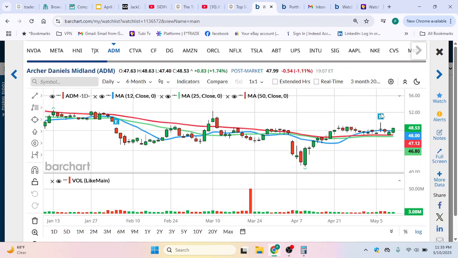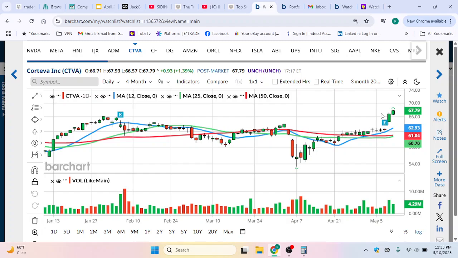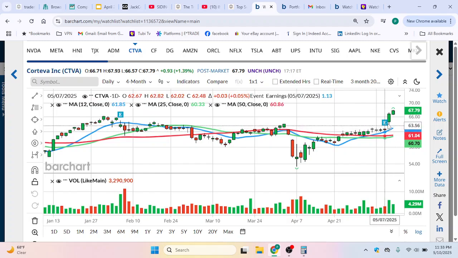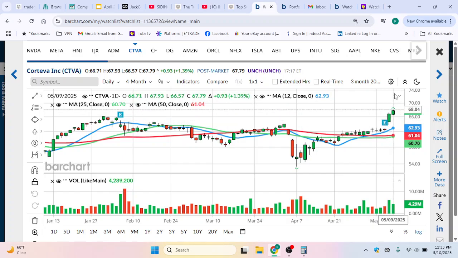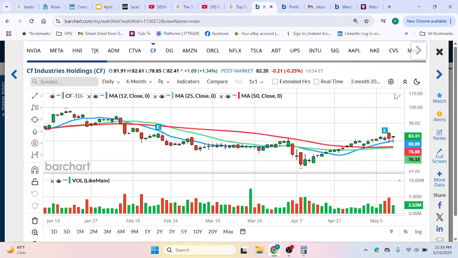ADM is in a long-term downtrend. It looks like it's transitioned into a sideways trend over the last 3 months. Corteva is similar, but has had an earnings report and looks like a good reaction to that earnings report. I like that when companies have good reactions to earnings reports. That shows there's more belief in that company. Remember, an earnings report is like a report card, it reports on the past, and then the analysts will take that information and try to speculate forward.